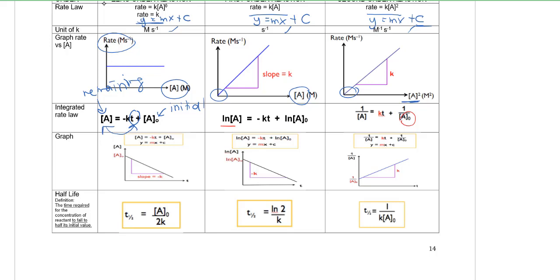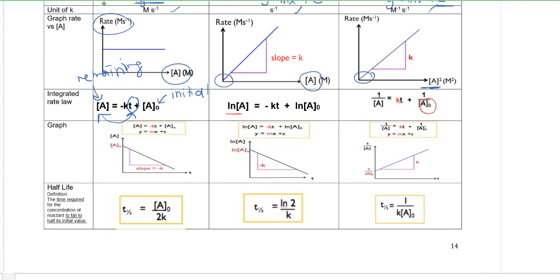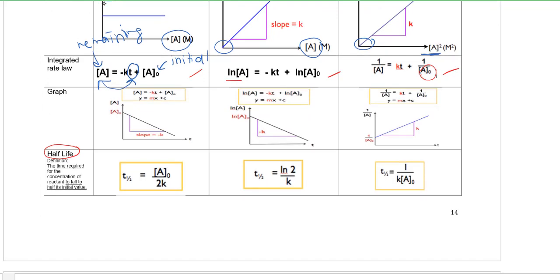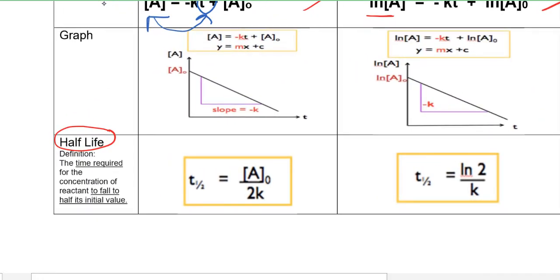You need to memorize these integrated rate equations for zero order, first order, and second order. The last formula that you need to memorize is half-life. What does half-life mean? Half-life is the time required for the initial concentration to become half, the time for the concentration of reactant to fall to half of its initial value.